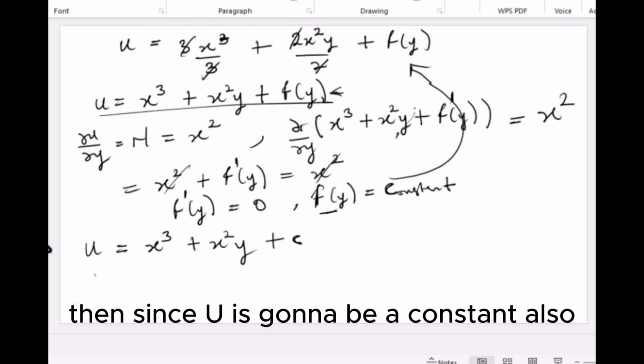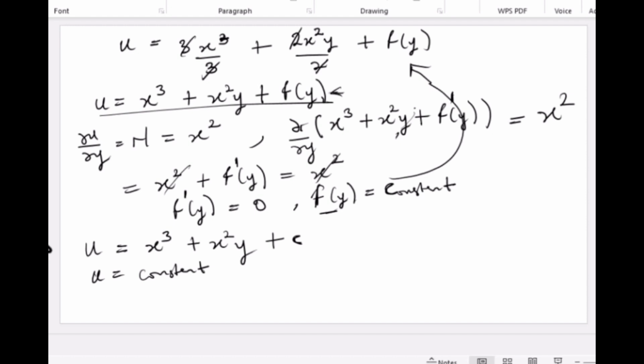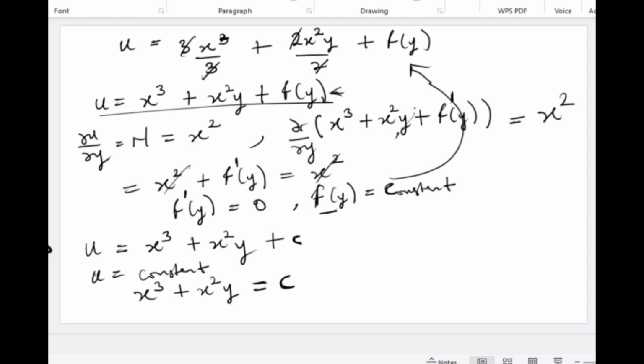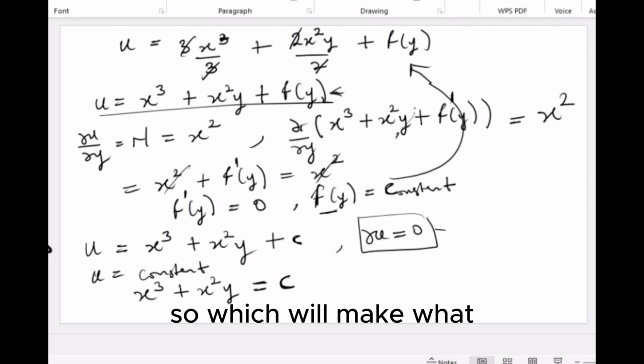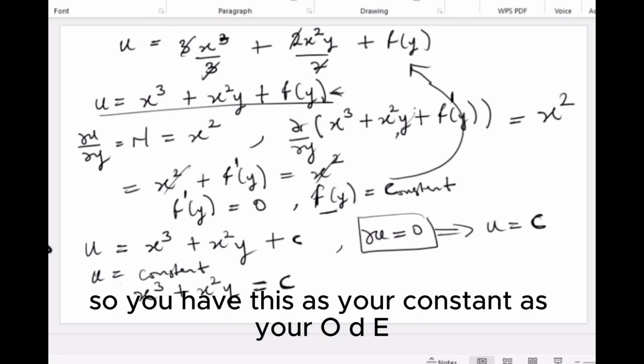Then since u is going to be a constant also, that will override this. And so we have x cubed plus x squared y equals constant, from u equals 0. So which will make u equals constant. So you have this as your constant, as your ODE.